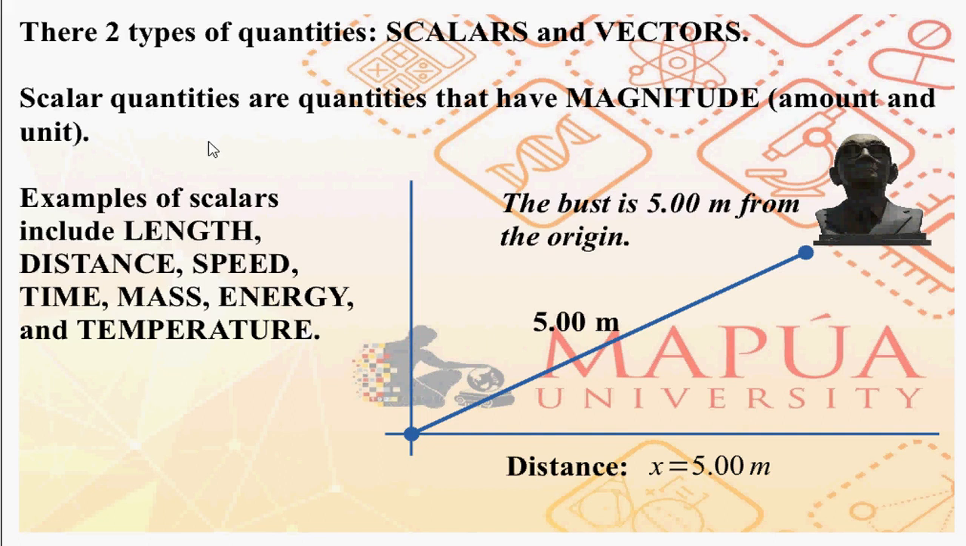Scalar quantities are quantities that have magnitude. So that's basically amount and unit. Examples of scalars: length, distance, speed, time, mass, energy, and temperature. Scalar quantities only have magnitude, amount, and unit. For instance, you have a bust that is 5 meters from the origin. Distance x is 5 meters. You have amount 5 and you have the unit meters. So distance, being a scalar quantity, only has magnitude.